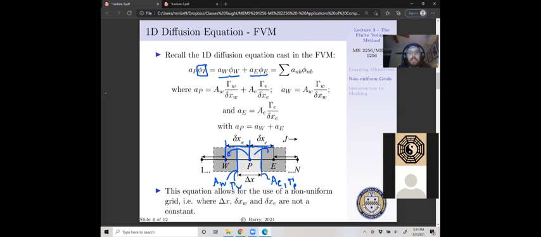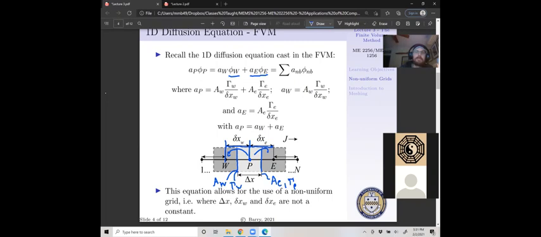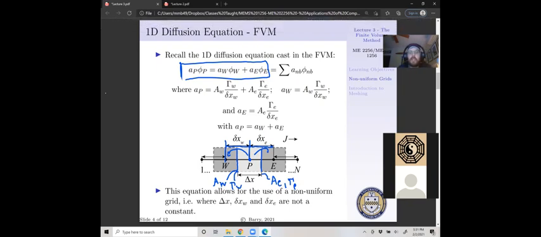So let's populate those guys. And AP is just the sum of A west and A east. Now, what's really awesome about this is we can take this equation right here and directly apply it to a non-uniform grid situation. A non-uniform grid is going to be where delta x west and delta x east aren't constant as we move along our domain. And we see this all the time.